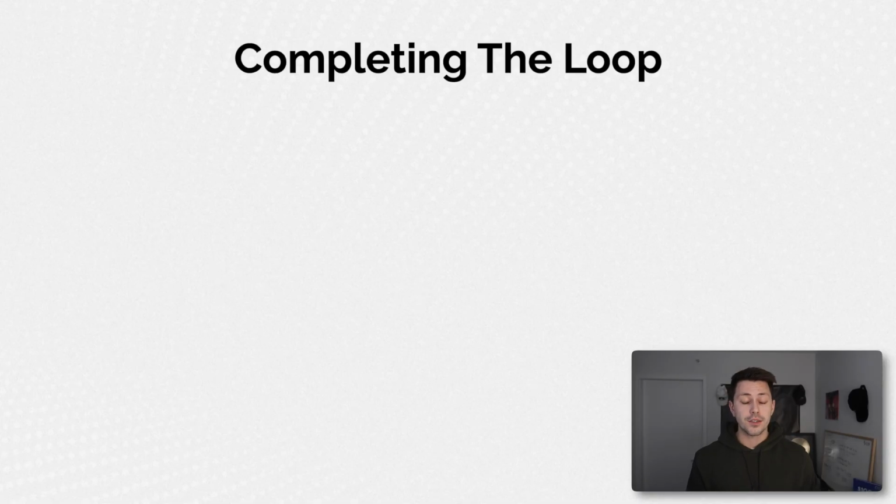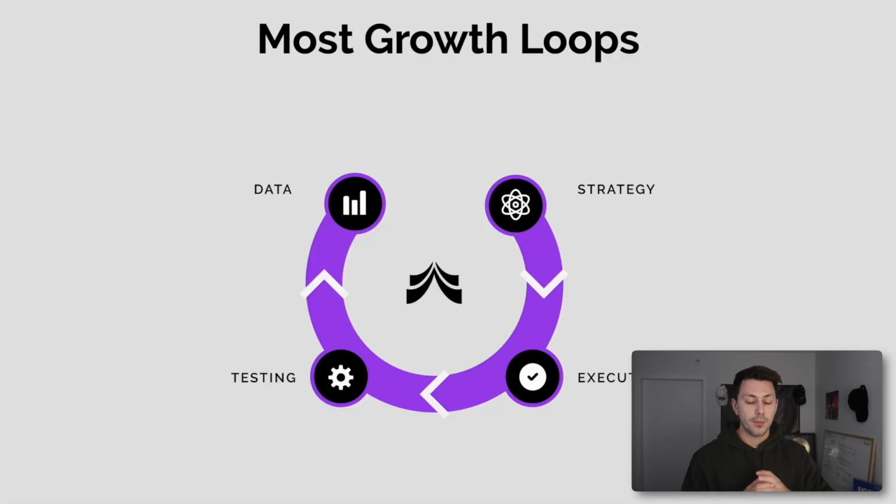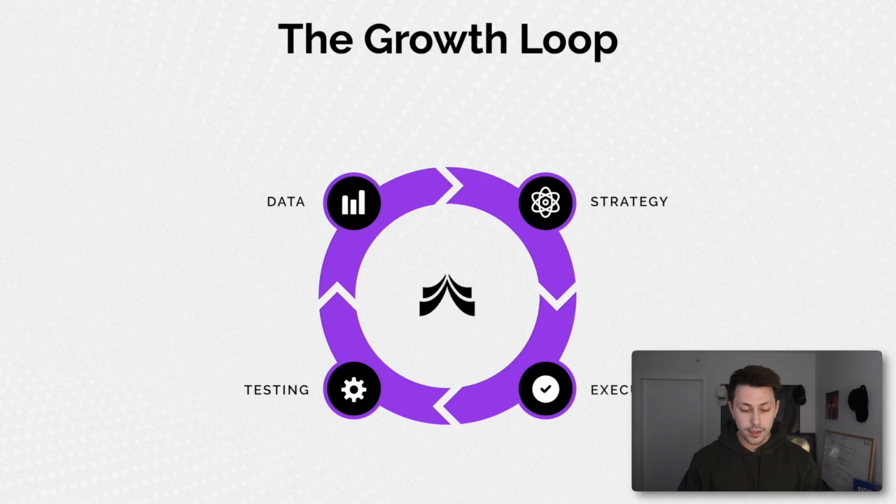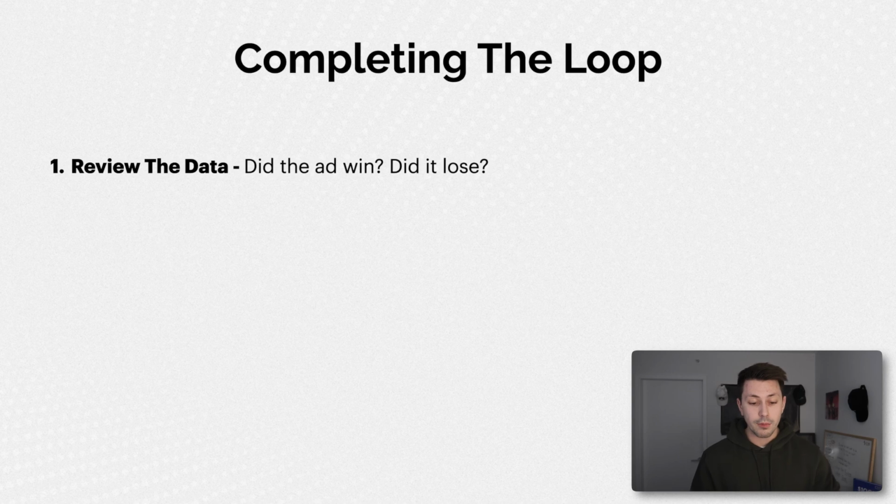Now, the next part of this is what I like to call completing the loop, okay? How do we go from a growth loop like this where we're not learning anything from the data to a growth loop like this where we can continue to improve each and every single time? Well, the first thing that we need to do is review the data, okay? Did the ad win? Did it lose? And what metrics can we pull from the test that we ran to help us understand what the heck actually happened?